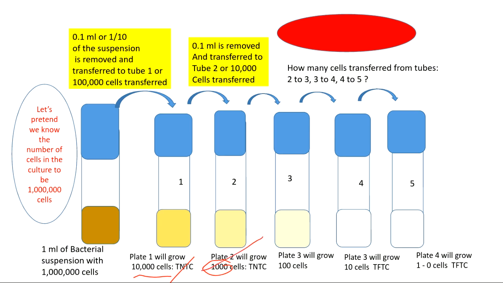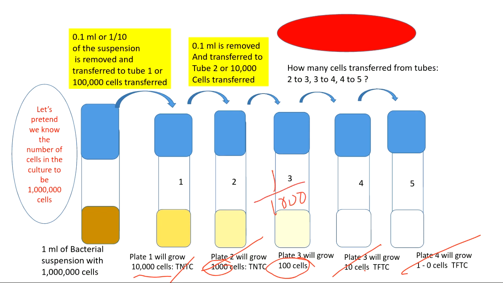The next plate, plate number 3, has 100 cells. That's a perfect number. Between 30 and 300, we could definitely count 100 cells. The ones after that, one has 10 cells, one has 1 cell, too few to count. Typically when you have a series of dilutions, there may only be 1 or 2 plates that have the right number of colonies that can be counted. So now we know that the 1 in 1,000 dilution has 100 cells.